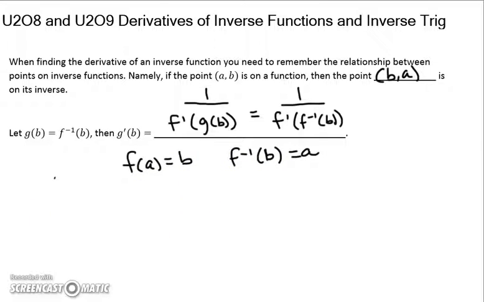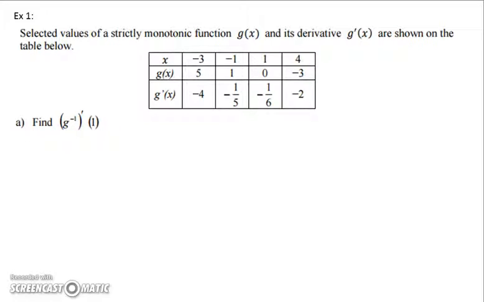So there are two ways that you're most likely going to see this on the AP exam. One is with a table, like we have here, and the other is with a function, which we'll see in the next example. So, select values of a strictly monotonic function g and its derivative g prime are shown in the table below. We'll talk about what that means later. Find g inverse prime of 1.